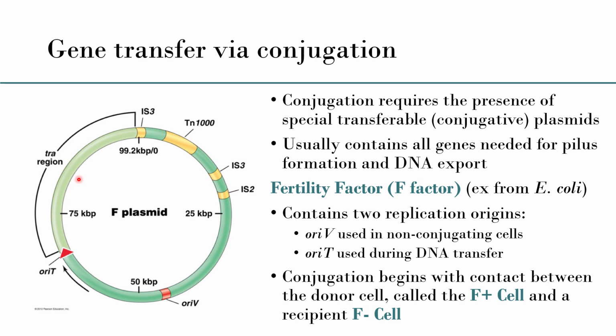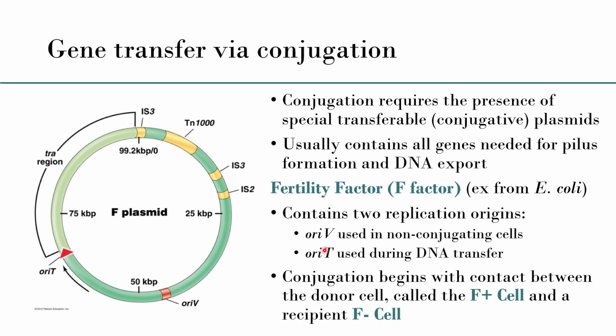Now, if you look at this particular plasmid, there are two origins of replication, ORI V and ORI T. Now, this plasmid can just exist in a cell without conjugation occurring, and that cell might go through rounds of replication. And in that case, if the cell is not conjugating and the plasmid needs to copy itself, it copies itself starting with ORI V, origin V.